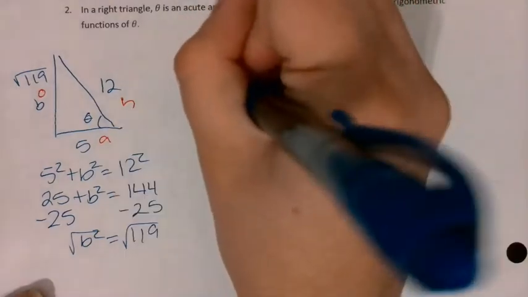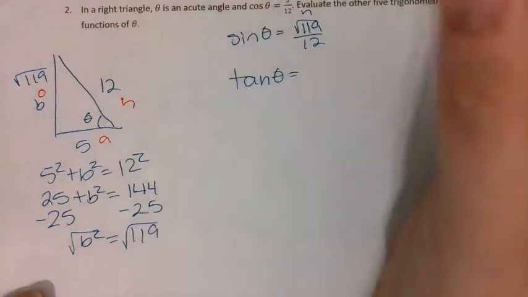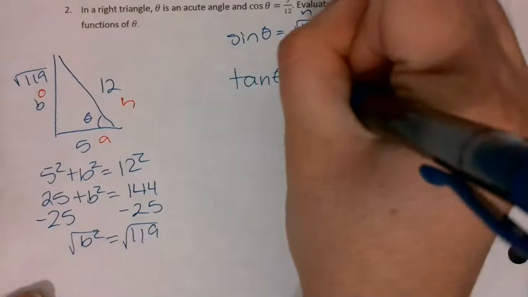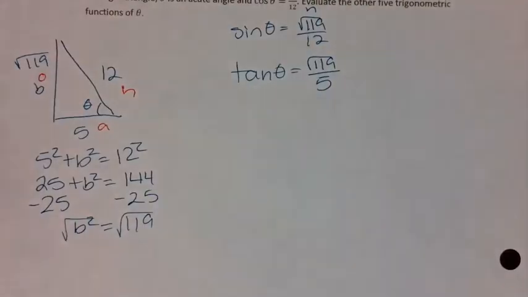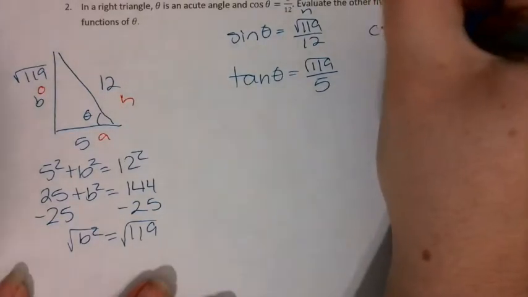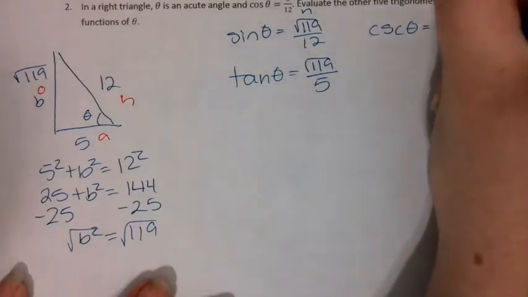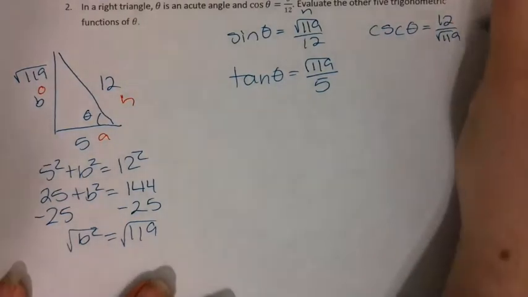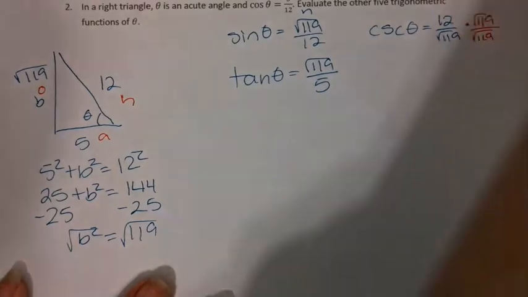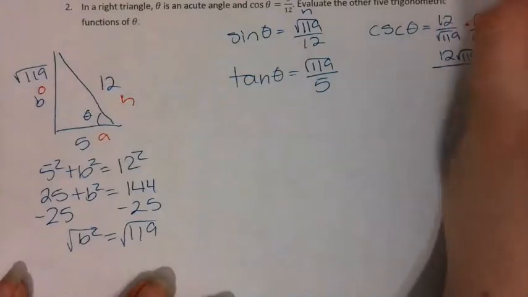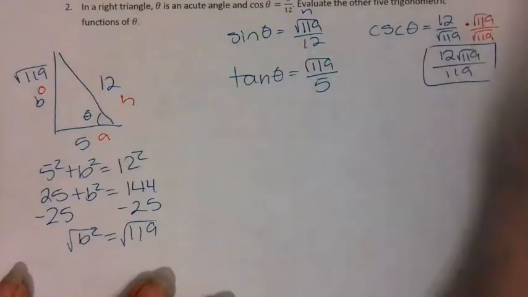I already have cosine. Tangent of theta is opposite over adjacent, so it's square root of 119 over 5. Then I want to go find my reciprocal trig functions, so I switch those. I have cosecant theta, which flips that, and I have 12 over the square root of 119. I need to rationalize my denominator, so I multiply by the square root of 119. Then I end up with 12 square root of 119 over 119.